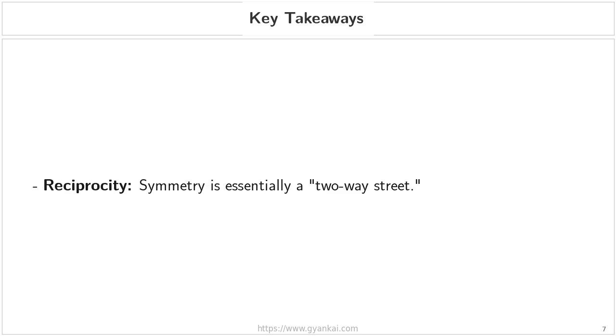Key takeaways. Now that we have covered the definitions, examples, and common pitfalls, let us conclude this lesson with the key takeaways to ensure you have a solid grasp of symmetric relations. First, remember the concept of reciprocity. As we discussed with the sibling example, symmetry is essentially a two-way street. If a relationship exists from one element to another, it must also exist in the opposite direction.